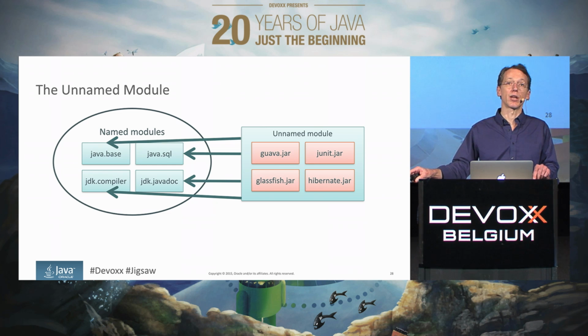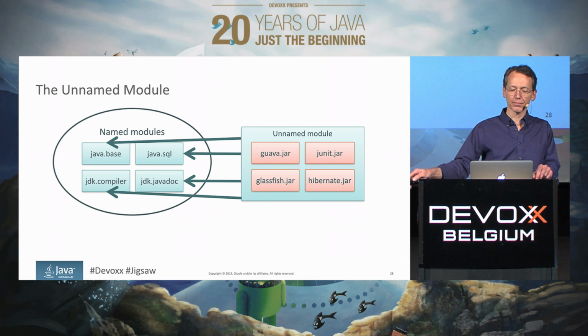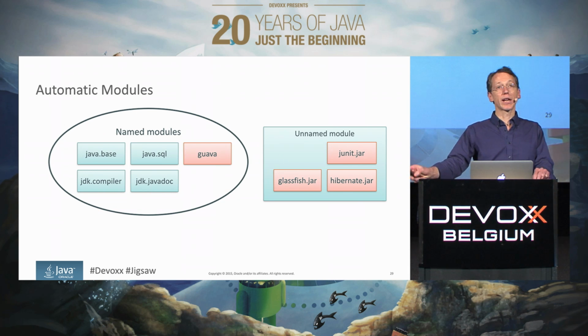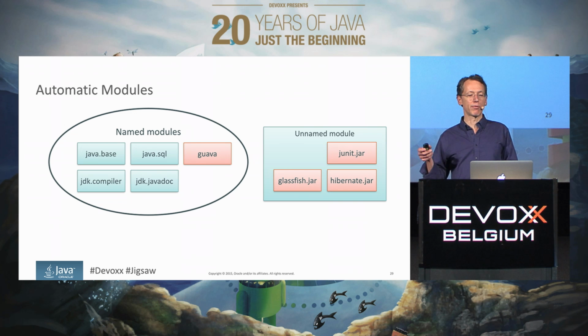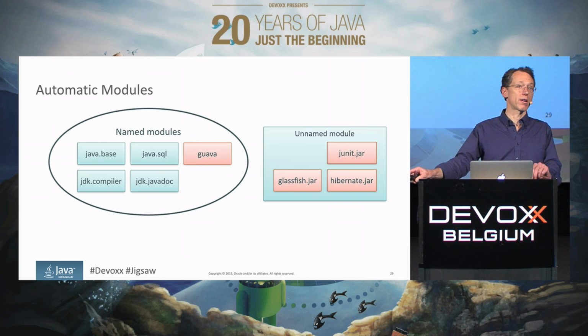Of course, this is a huge hindrance for migration because any jar you turn into a module cannot access the jars that are left on the class path in the unnamed module. The answer is the concept of automatic modules. You can take a jar, say guava.jar, and move it from the class path to the module path. This turns the jar into an automatic module. That's all you have to do. You don't need to change the jar in any way.